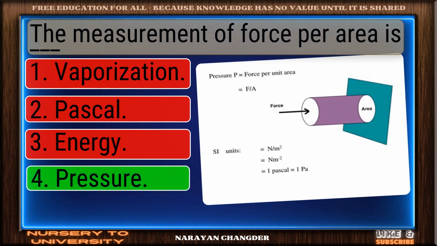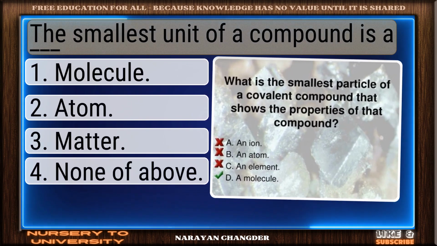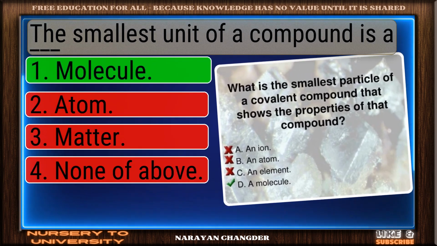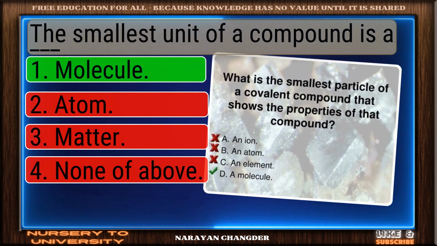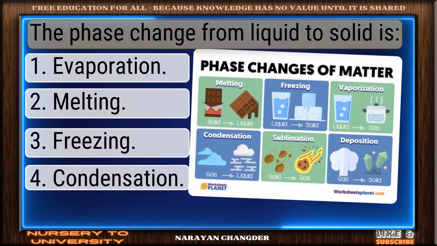Perfect. Pressure is the correct choice. The smallest unit of a compound is a dash. Excellent choice. Molecule is the right answer. The phase change from liquid to solid is.